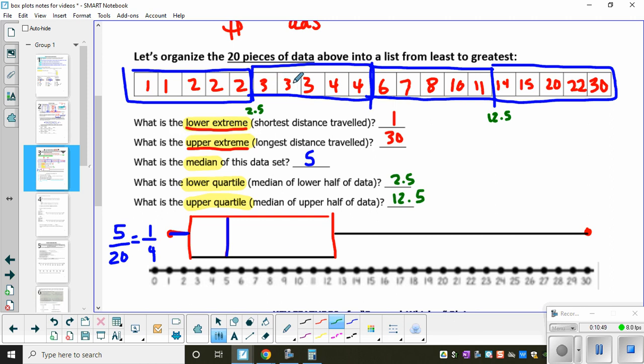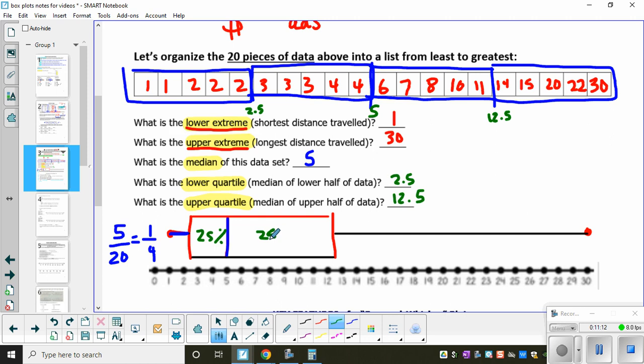Then if I look at the next chunk, I'm going from 2.5 to 5, and I'm just trying to see how many numbers fall into that little category. Again, 5 out of my 20. So in this little category from 2.5 to 5, this is another 25% of my data. Then from the 5 to the 12.5, which is this chunk right here, you can see I have another 25% of my data.